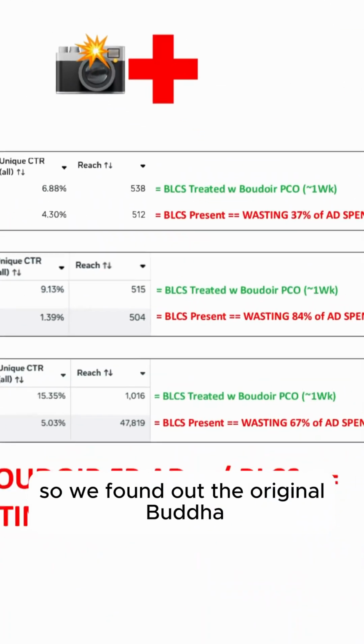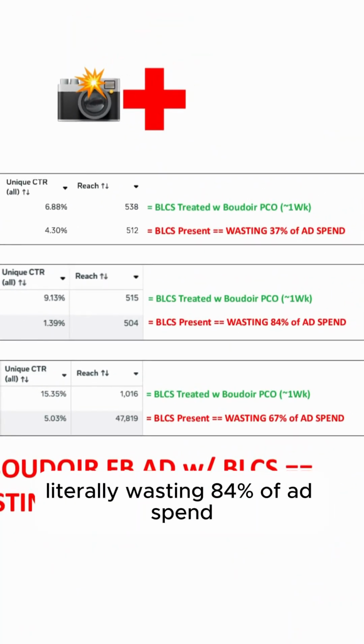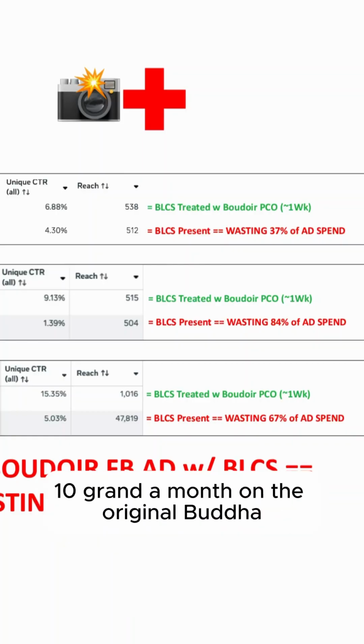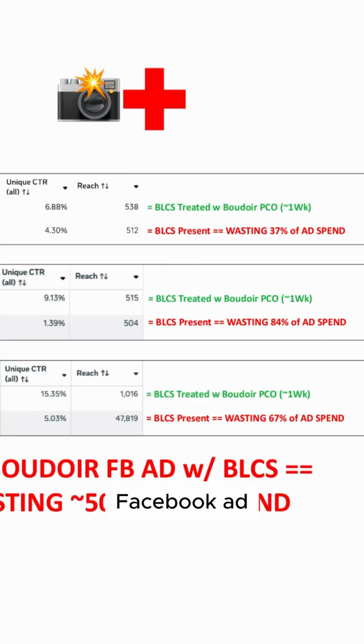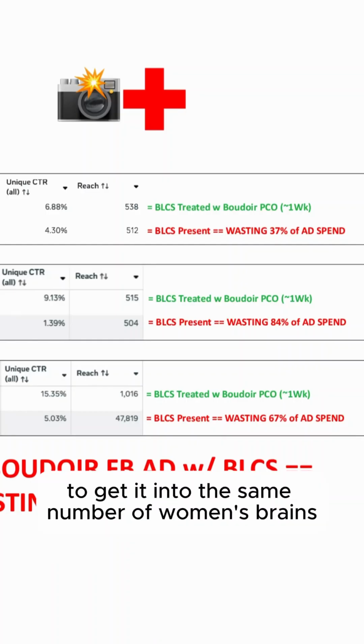So we found out the original Boudoir Facebook ad was wasting 84% of ad spend, literally wasting 84% of ad spend. So they're spending 10 grand a month on the original Boudoir Facebook ad. Now they only need to spend 1.6 grand a month on the Boudoir Pico treated ad to get it into the same number of women's brains.